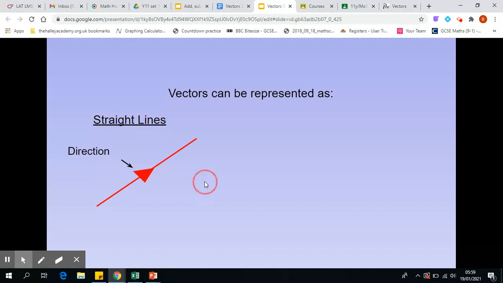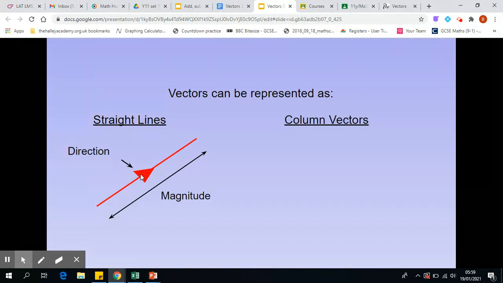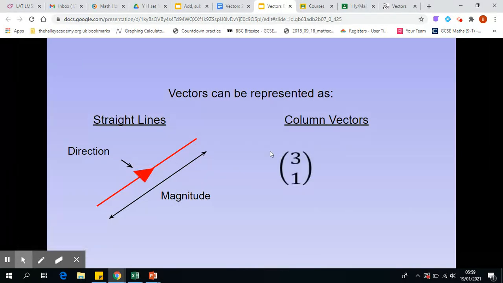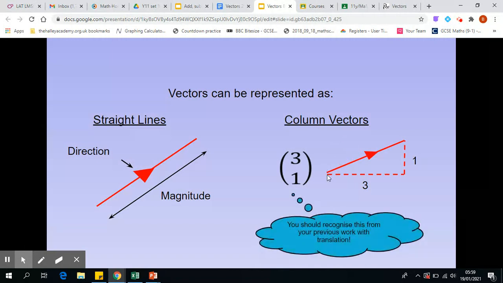A vector can be represented as a straight line, where the direction is clearly given and the length is the magnitude. It can be given as a column vector, which we learned last lesson, 3, 1, which is 3 right and 1 up. Notice that's the resultant vector.